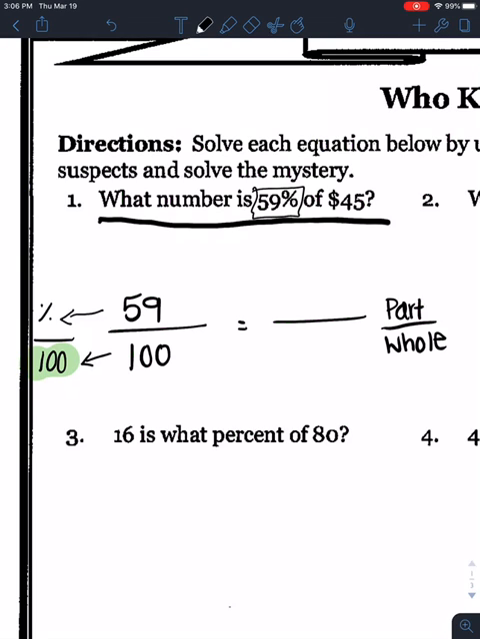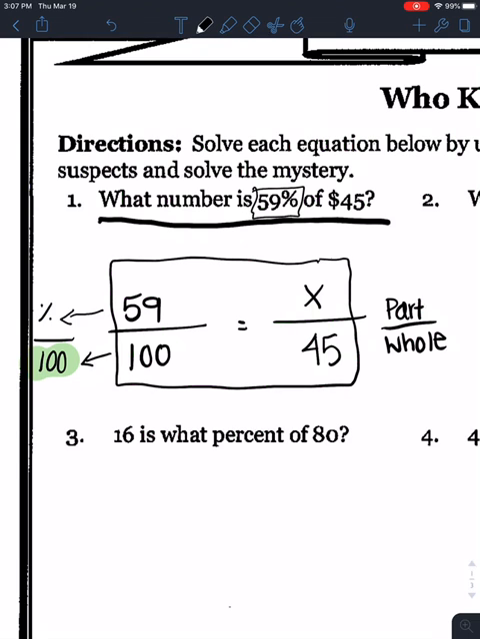Now, I have to determine: is $45 our part or our whole? So I'm going to think about this. What number is 59% of 45? I know that 50% is about half. So I know that 45 is going to be our whole because I'm going to want to find out what roughly half of that would be. So I'd put 45 down here because that's our whole. And I don't know what our part is, so I'm going to put our variable, which is x. So now we have our proportion set up.